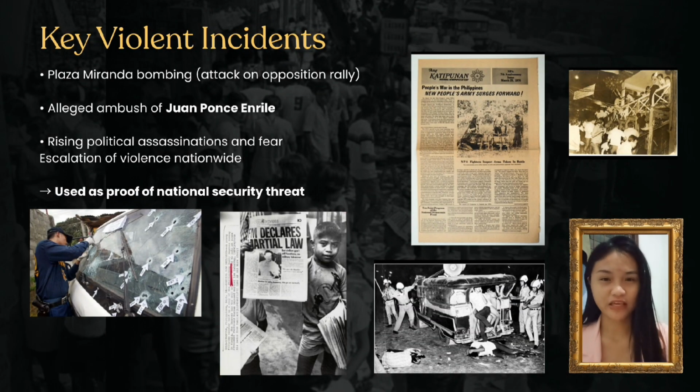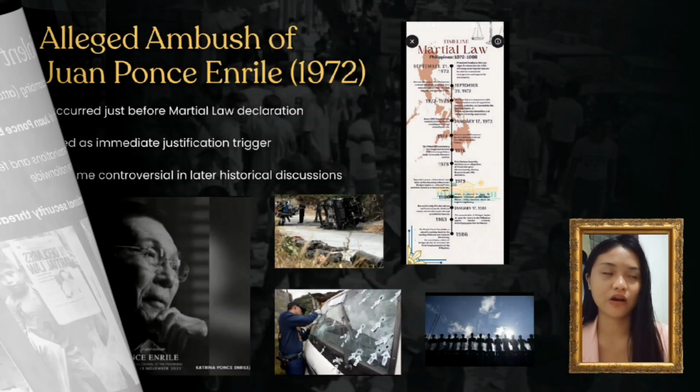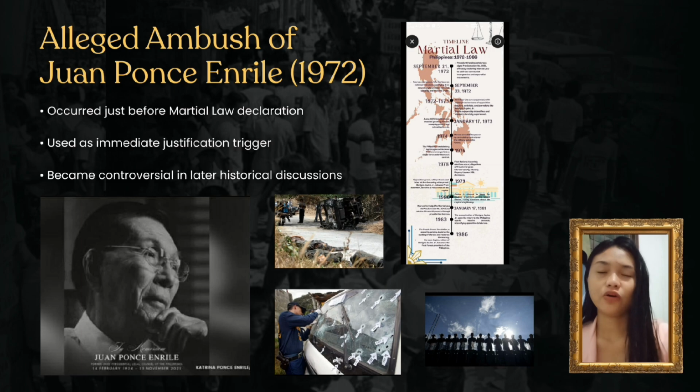Dito na pumasok yung mga specific incidents na ginagamit talaga ng government justification. First is yung Plaza Miranda bombing. Nangyari ito during political rally ng opposition party. Maraming injured, including politicians, no? Then, next is yung alleged ambush ni Defense Secretary Juan Ponce Enrile. Sa point of view ng government, pinakita nila na pati daw politicians and government officials hindi na raw safe. Lumalabas na may organized violence targeting the state. So, sa perspective nila, hindi na siya ordinary unrest, parang escalating political violence na talaga.